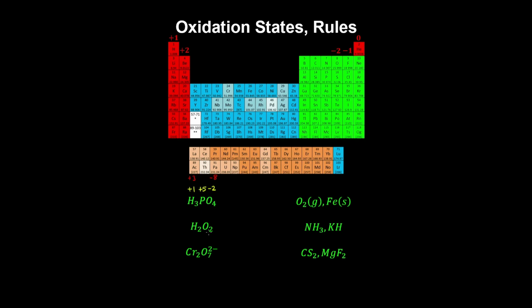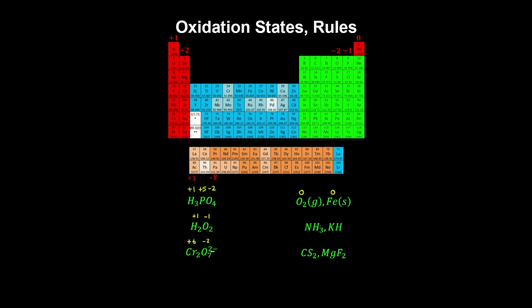Now in a special case of hydrogen peroxide, hydrogen has an oxidation state of +1, so therefore oxygen can have a different oxidation state than -2. And here in a polyatomic ion, the oxidation state of oxygen is -2. We have 7 oxygens and 2 chromiums, so the oxidation state of chromium is +6. So 12 minus 14 is equal to the charge on this ion. And for molecules with a single type of atom, or a single atom, the oxidation state is 0.